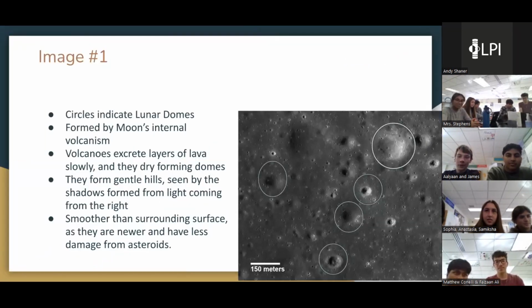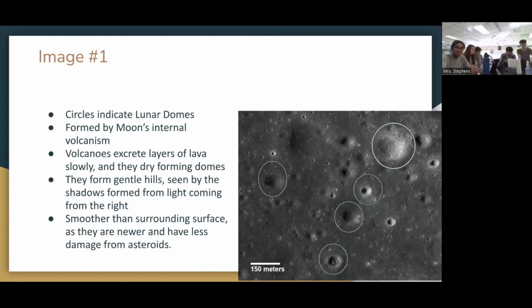So for the first image, the circles indicate lunar domes, and these are formed by the moon's internal volcanicism. Volcanoes extrude layers of lava slowly, and they dry, forming domes. So these domes form gentle hills as seen by the shadows formed by light coming in from the right. You can see how some hills are steeper than others by the depth of the shadow. The smooth surrounding surface is newer and has less damage from asteroids.